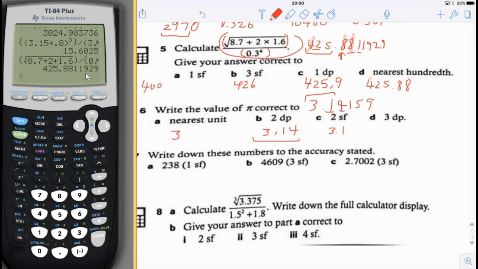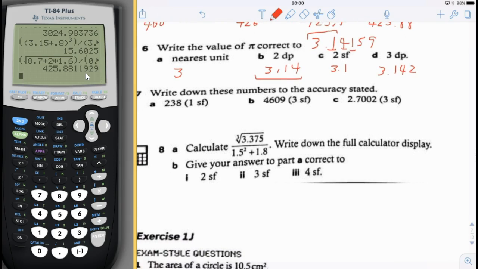Three decimal places. So that would be the 1, the 4, the 1, and then the 5 we're not going to take, but is the 5 enough to round the 1 up to a 2? And yes, it is, right? So 3.142. Write down these numbers to the accuracy stated.